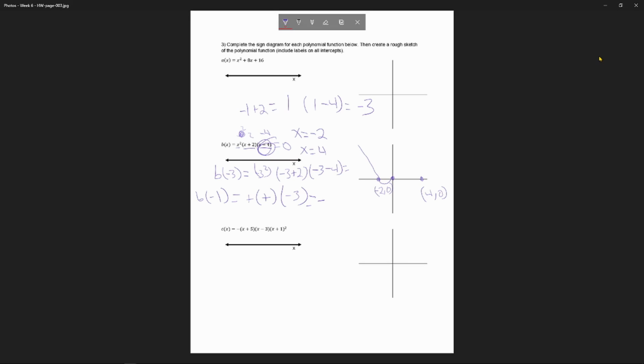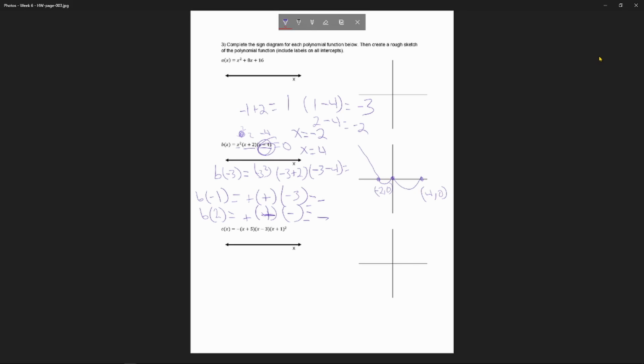And then we can try another value here between 0 and 4. Let's just do x equals 2. And we'll try this method again so that we don't have to do too much math here. 2 squared will give us a positive 4. 2 plus 2 will also give us a positive 4. And then 2 minus 4 would give us a negative 2. So this would be a negative, and that will give us another negative. So we know that all the y values between 0 and 4 are also going to be negative.